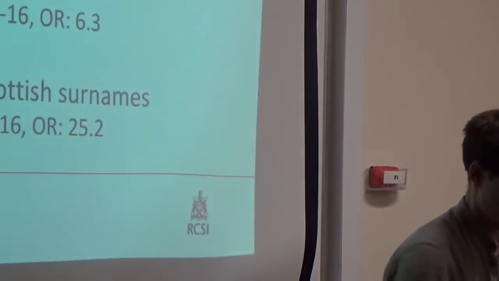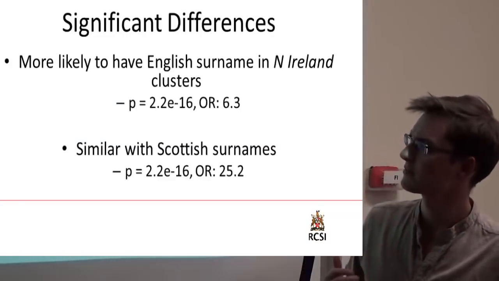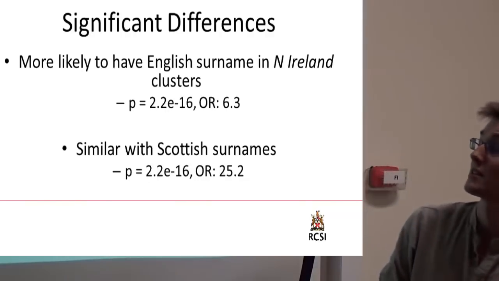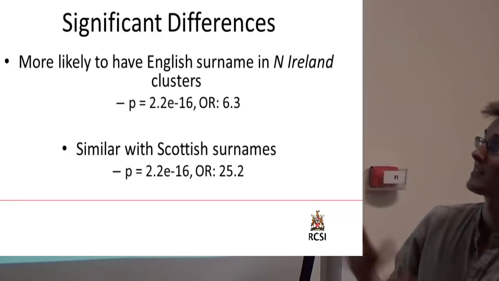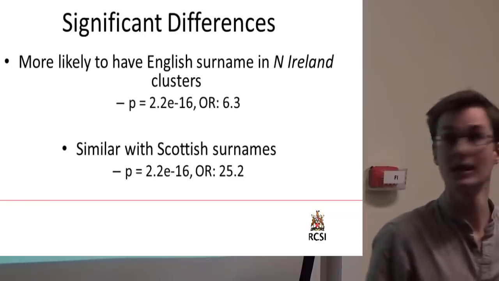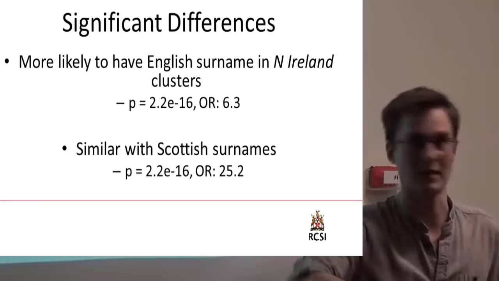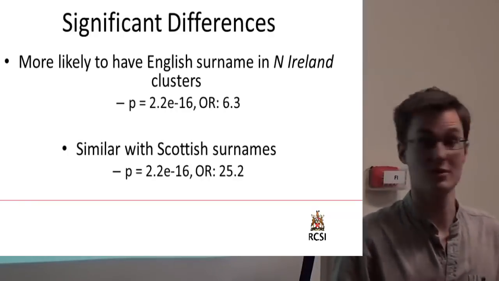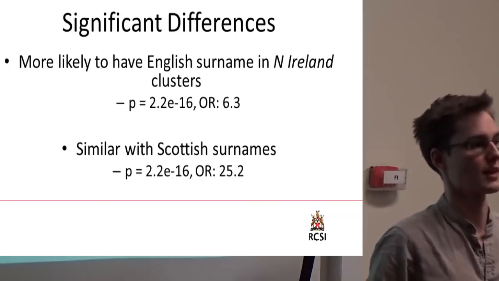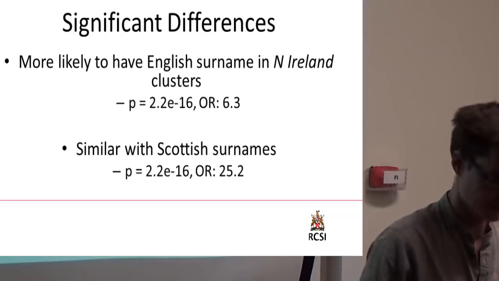And these differences are significant. So we did a simple Student's t-test, and the p-value is very significant. Basically, what this means is that if you are assigned to a North Ireland cluster, you're 6 times more likely to have an English surname somewhere in your ancestry at the great-grandparental level. And with the Scottish surnames, roughly the same p-value, well, exactly the same p-value, but you're 25 times more likely to have a Scottish surname among your 8 great-grandparents, which is remarkable.